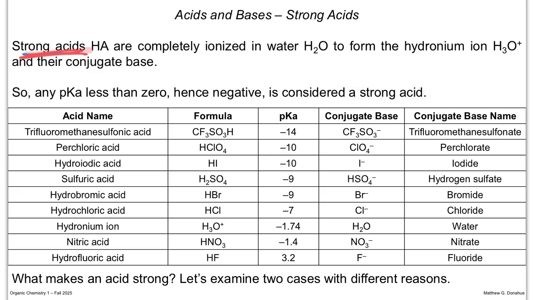Strong acids are completely ionized in water. So again, all of them form hydronium, no matter what. So this table lists the common ones that you've seen in Gen Chem. You might not have seen this first one, trifluoromethane sulfonic acid. That's the one with -14.